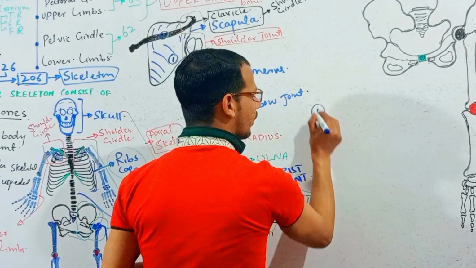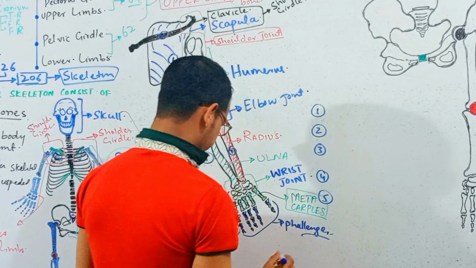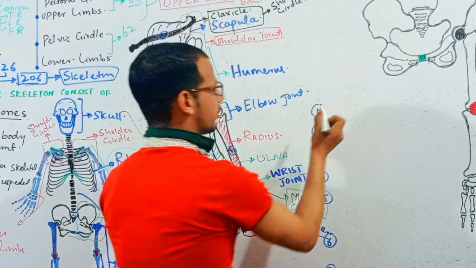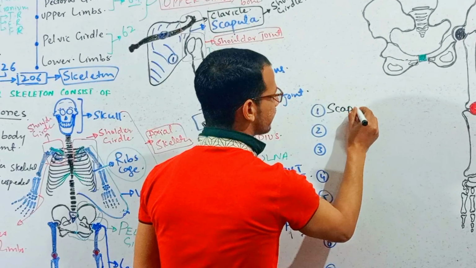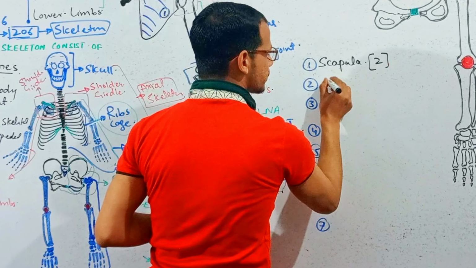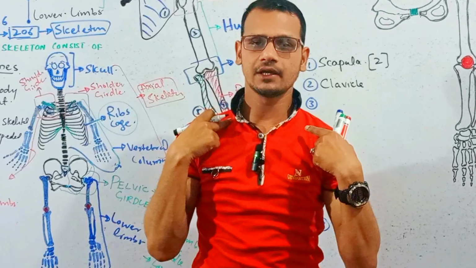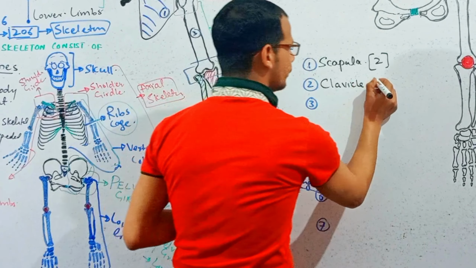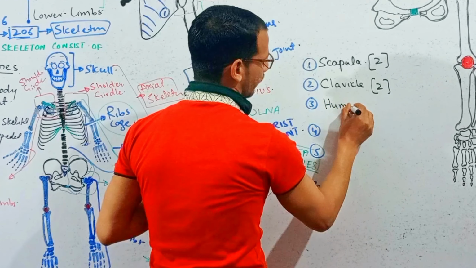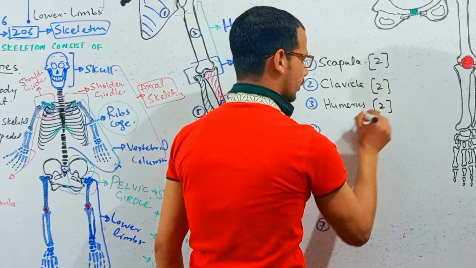Here 1, 2, 3, 4, 5, 6, and 7. First is scapula. We have right and left scapula, so we have 2 scapulas. Second is clavicle. We have 2 clavicles. This is the right clavicle and this is the left clavicle. Like that, we have 2 humerus, the right humerus and left humerus, right?